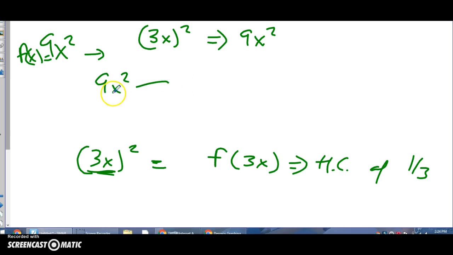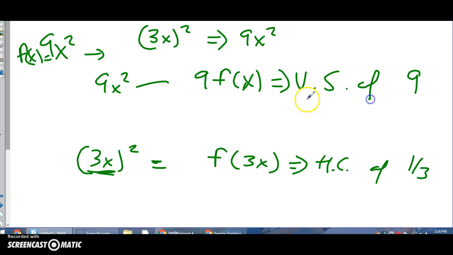Over here, the 9 is on the x squared, so it's 9 times the base function of x squared. If it's vertical, that's your a value. It's vertical of 9, don't make it 1/9, it's just 9, and 9 is bigger than 1, so it's a vertical stretch of 9. So that's how you compare the two of them.